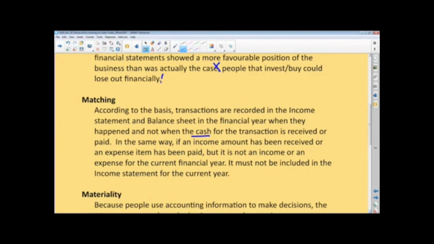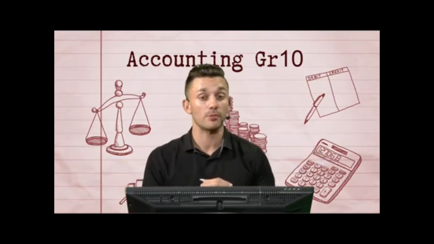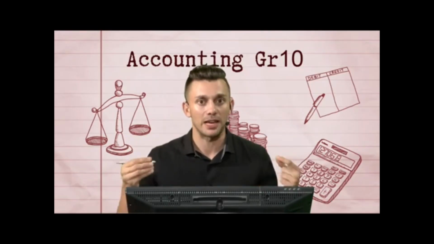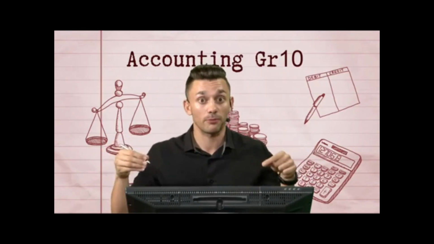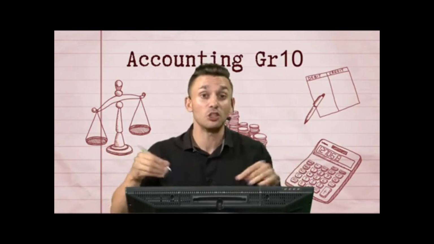So easily, I don't care about when I receive or when I pay. What do I care about? I care about when this income or expense should have taken place. Should it have taken place this year? If it should have happened this year, I need to put it in for this year.